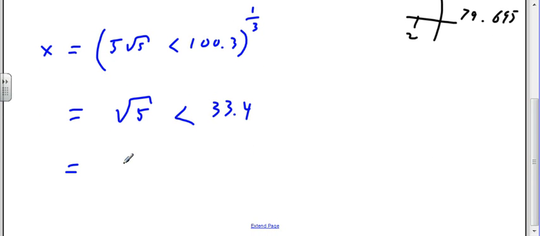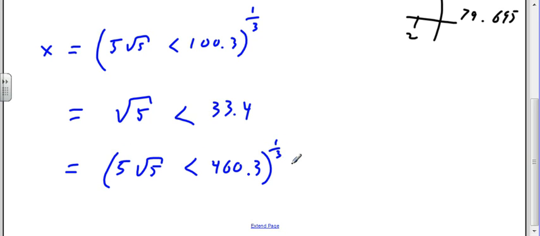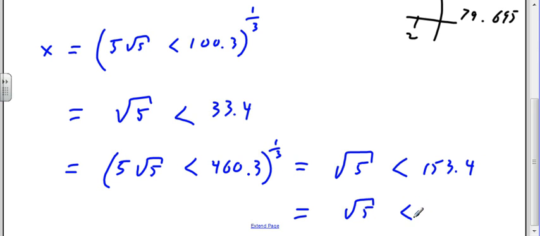Okay, and the second guy is going to be 5 square root of 5, angle 460.3 to the 1/3, and that's going to be square root of 5, angle 460.3 divided by 3, 153.4. And the third guy, square root of 5, angle. This doesn't seem to be working very well, does it? There's only going to be 3 of them. Actually, it's 273.4. Okay, well that's fine then, because now the next one comes up to there.